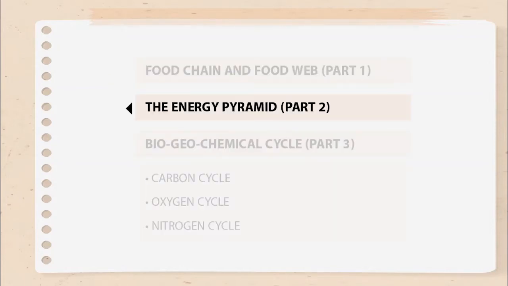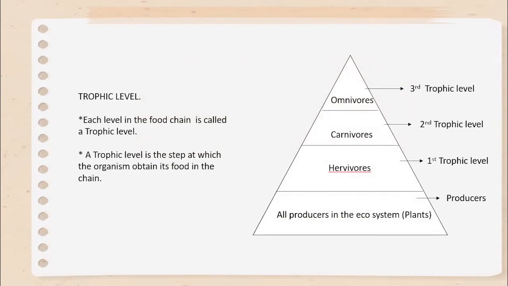Good morning, students. Today we will continue with Chapter 7, Energy Flow in an Ecosystem. We have already completed food chain and food web in part 1, and now we will study the energy pyramid and the biogeochemical cycle as part 2. Let us start with trophic level.